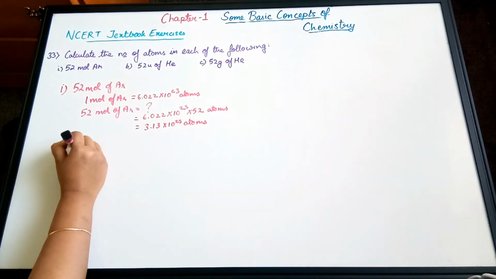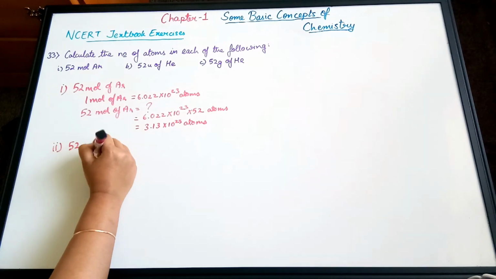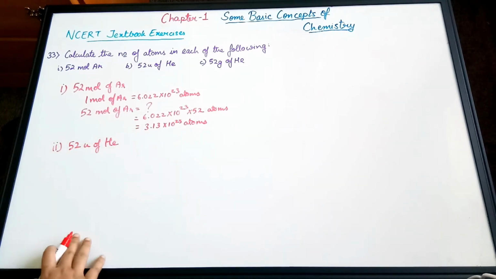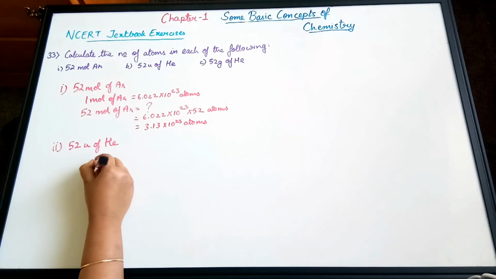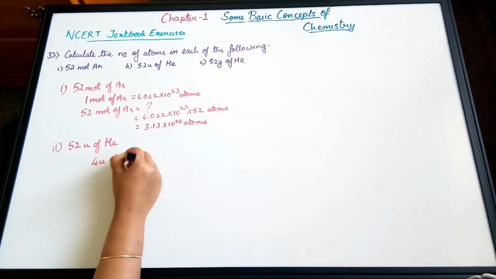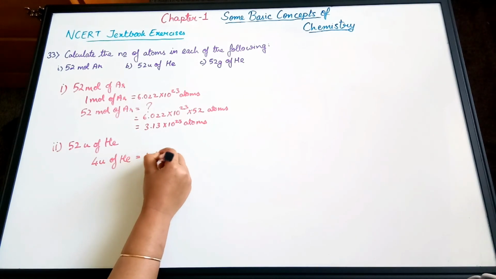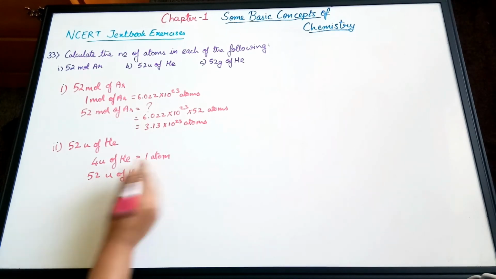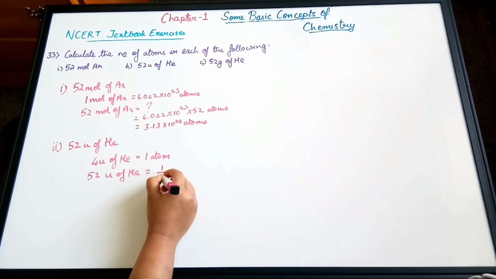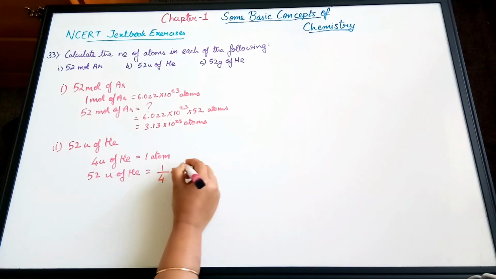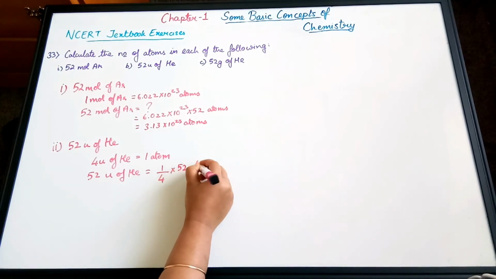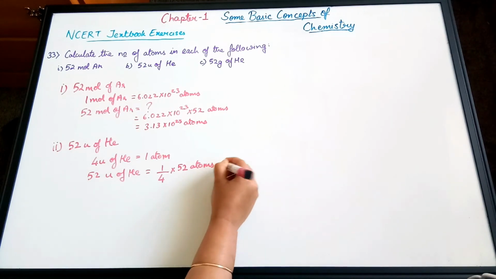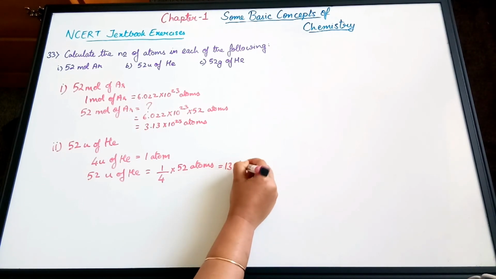Second one is 52 atomic mass units of helium. The atomic mass of helium is 4. So 4 U of helium will have 1 atom. Then 52 U of helium, that is the atomic mass unit, will have 1 by 4 into 52 atoms. We are just cross multiplying and this gives us 13 atoms.